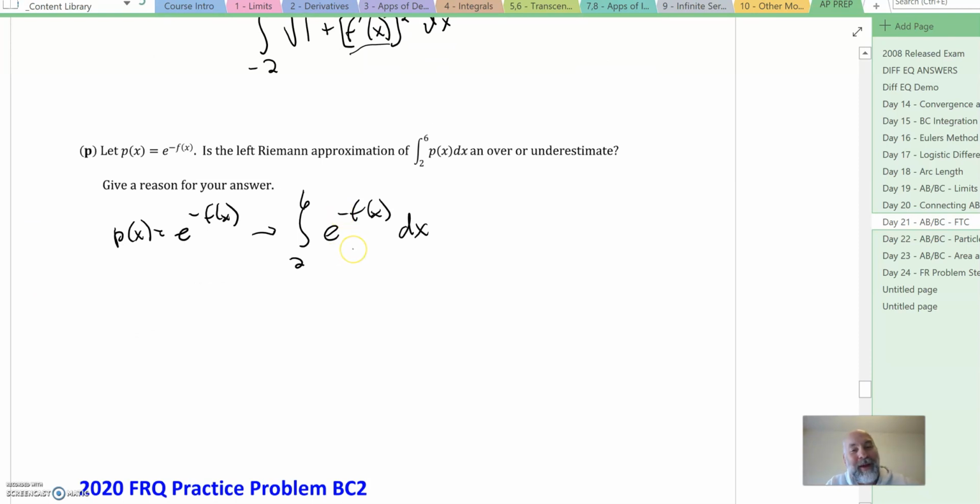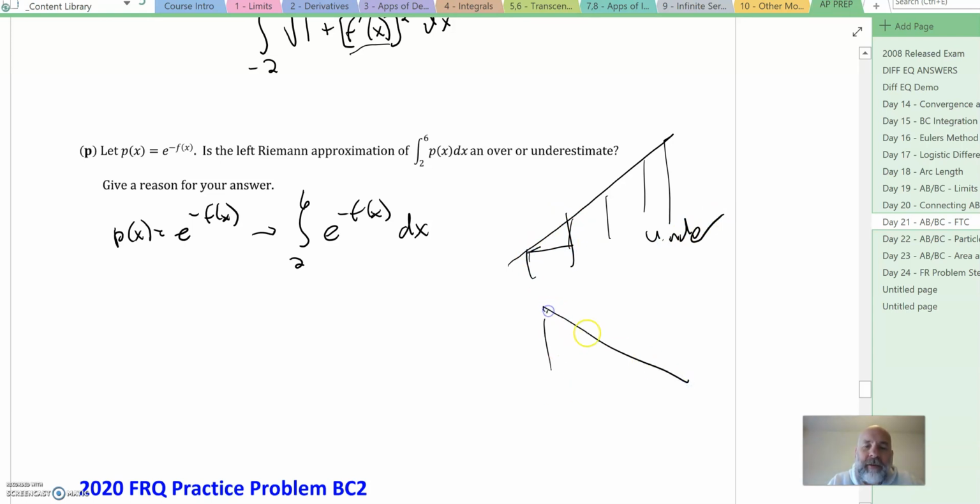Finally, this last one is doing this with a Riemann sum: is it an over or underestimate? You don't have to actually do it. You just have to say if it's an over or underestimate. Well, if you think about it, if the function is increasing, then a left Riemann sum is going to be an underestimate, because you're always going to be using the smallest y value for each region. But if it's decreasing, then it's going to be an overestimate. Make sense? All we have to do is find out, is this thing increasing or decreasing?